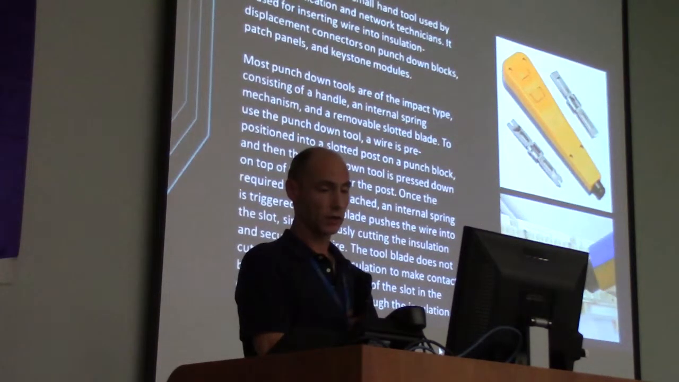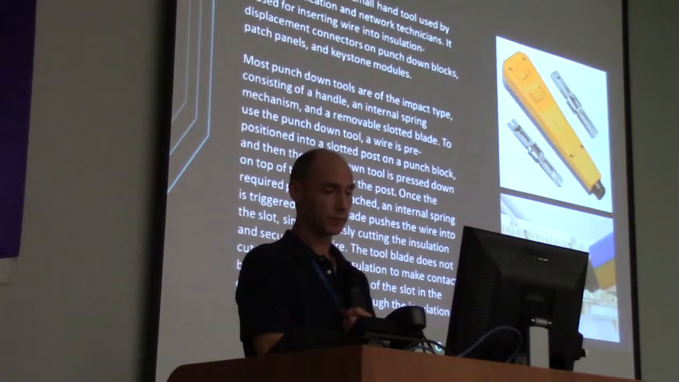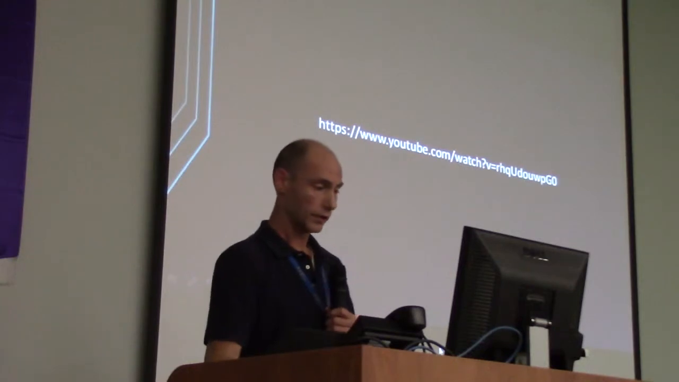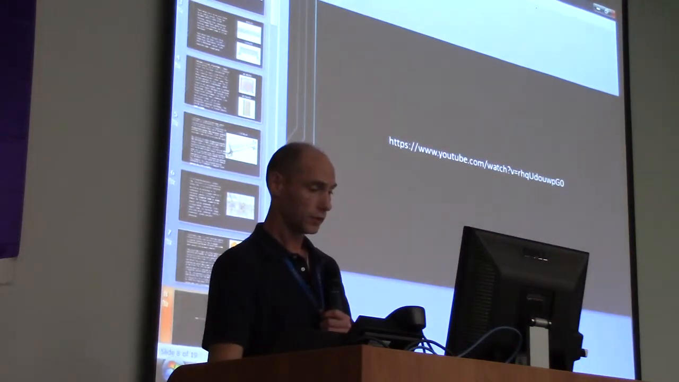As the picture shows, this is terminating wire on a 110 block, and only one side of the blade has a cutting knife on it, which is on the bottom, which cuts the outside of the wire. I'm going to have a quick video that demonstrates this.